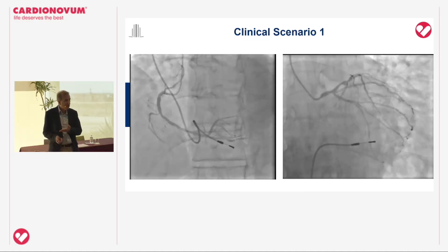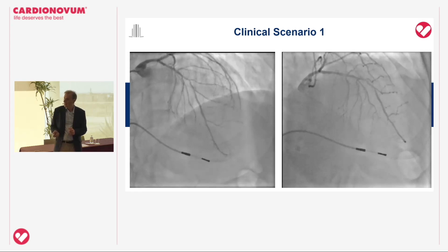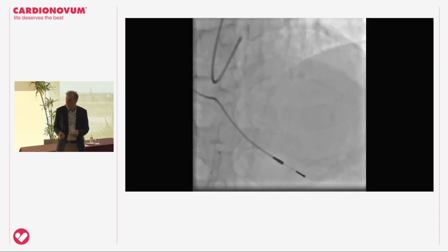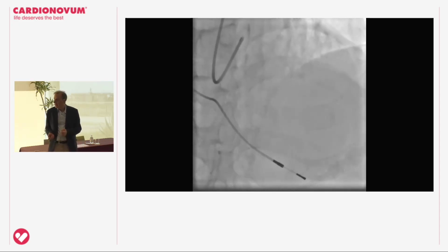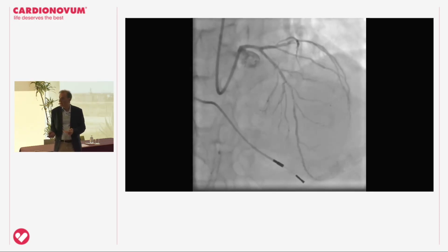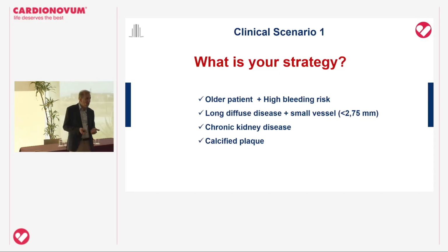We perform the angiography. Fortunately enough, the right coronary artery has diffuse disease, but nothing special. Left main, okay, so minor plaque, and circumflex, okay. But the problem was in the mid-segment of the LAD with a long diffuse calcified plaque. You see here more on imaging. So then, what is the strategy for this patient?